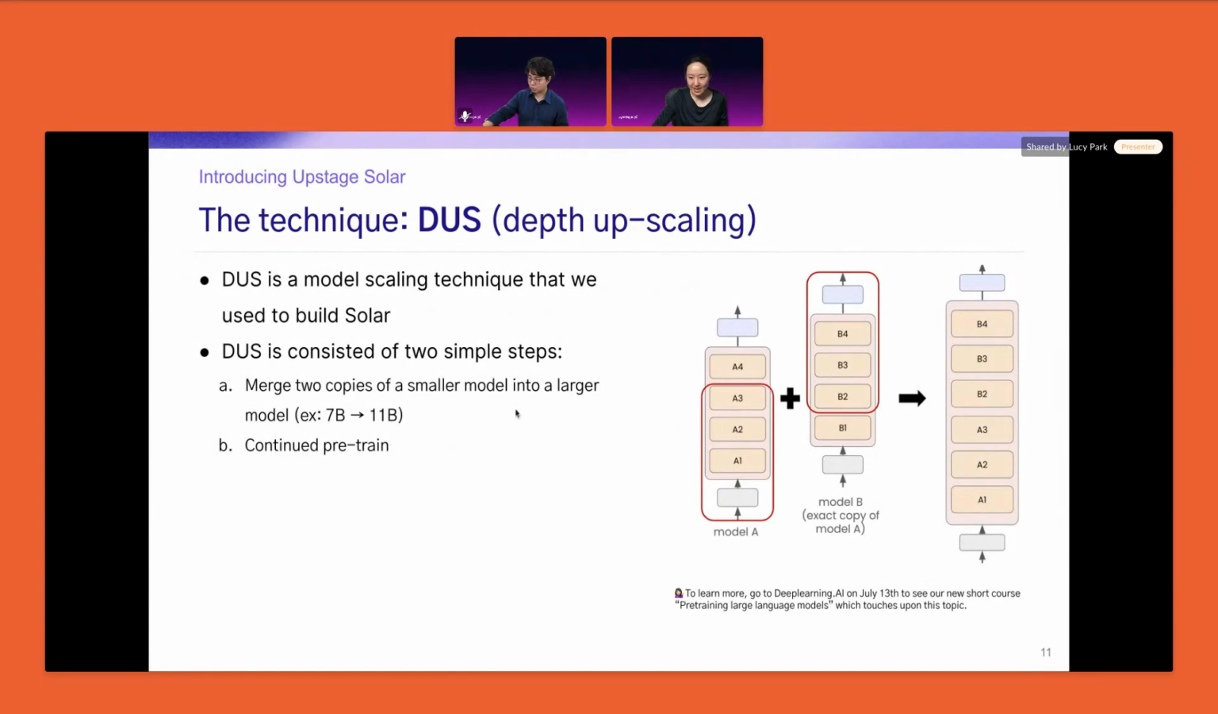DUS is a model scaling technique developed by Upstage that involves two steps. First, step A, we merge two copies of a smaller model into a larger model. So this step enlarges the model, but disrupts the LLM from its converged point. So then we run step B in order to recover optimal performance, which is continued pre-training. This approach, DUS, allowed us to build Solar, enhancing model capacity without losing pre-trained knowledge.